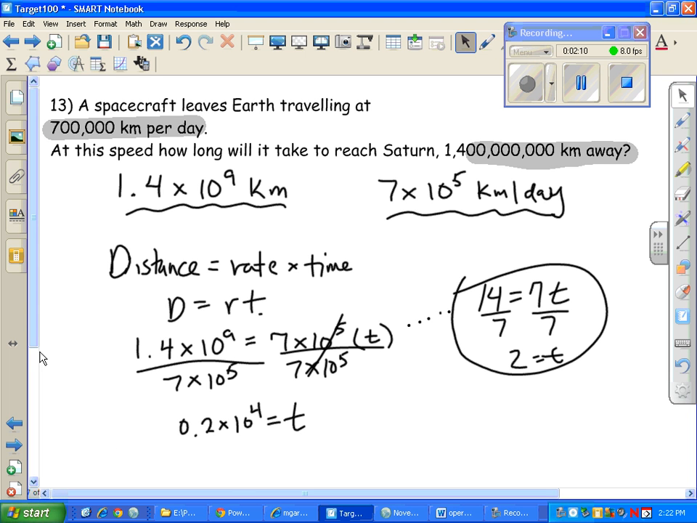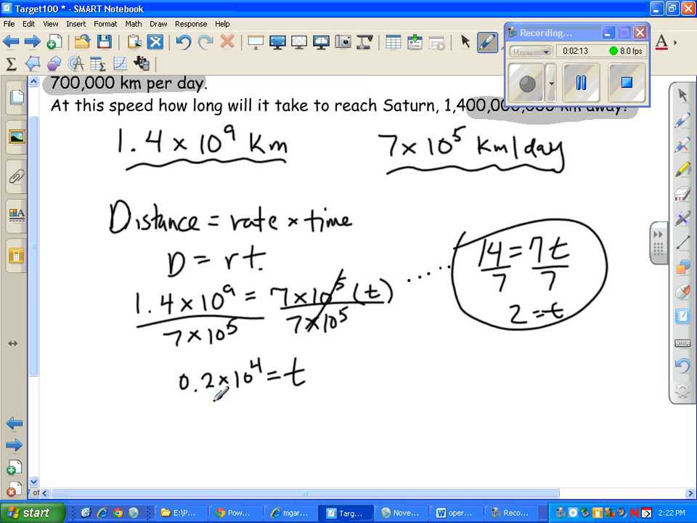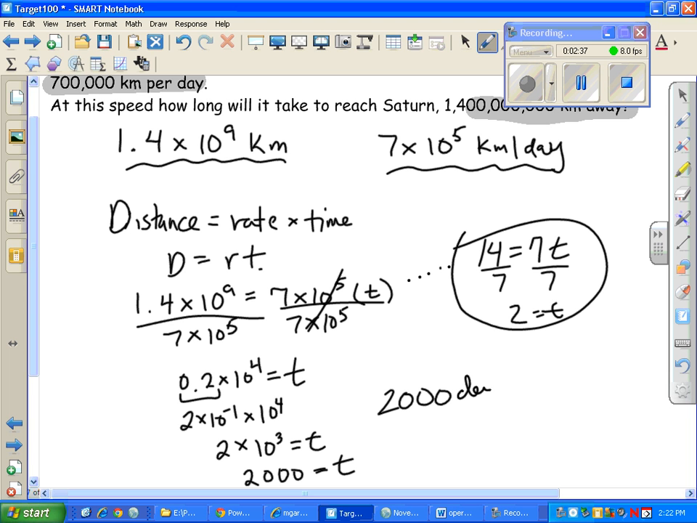Now, this number right now is not written in scientific notation, but we could write it if we needed to. The number 0.2 is really 2 times 10 to the negative 1. So if we rewrite that as its own little scientific notation expression, we come up with this, 2 times 10 to the 3rd. 2 times 10 to the 3rd is equivalent to 2,000. So the answer is that it will take 2,000 days for the spacecraft to make it to Saturn.